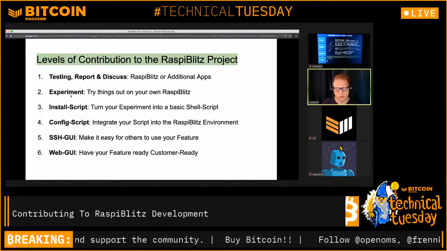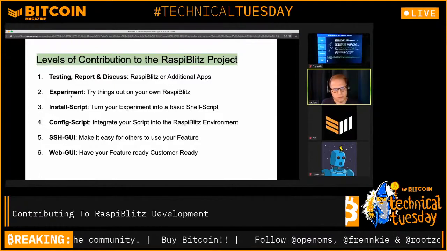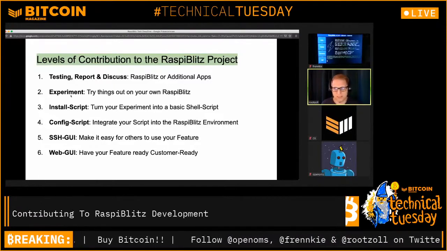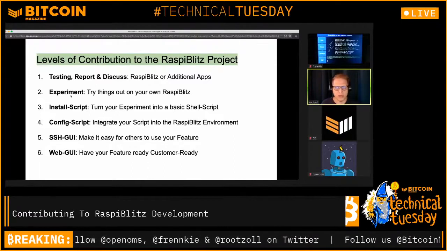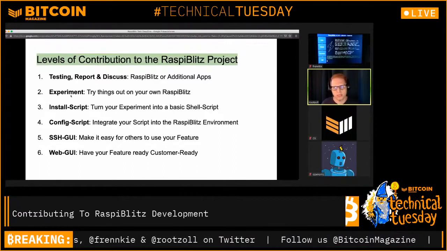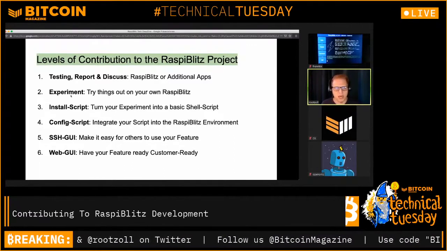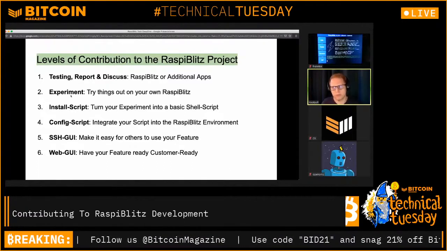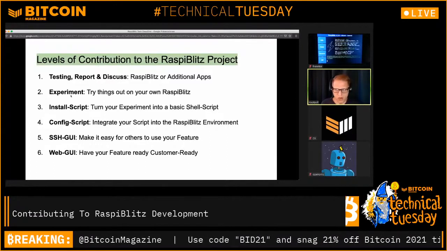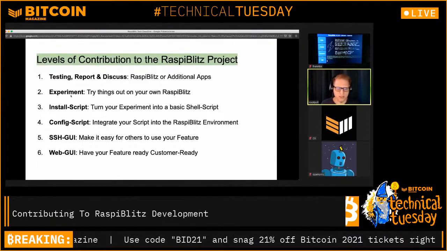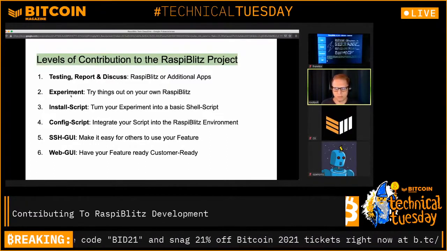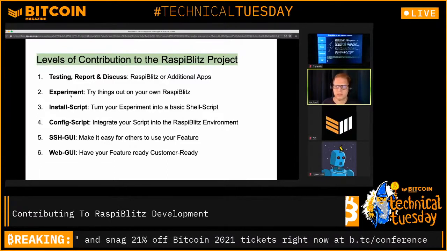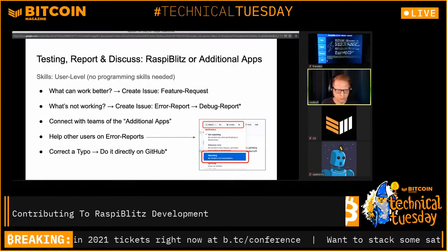This is then the part where you form it into a config script. And then if this has matured a bit and feels good for everybody, we can more and more integrate it into the user-visible parts, the SSH GUI, or later on, as a more future outlook, integrate it into a web GUI for the RaspiBlitz. So let's go through these different levels and give you an overview of how to contribute.